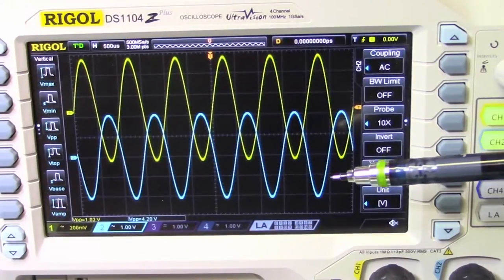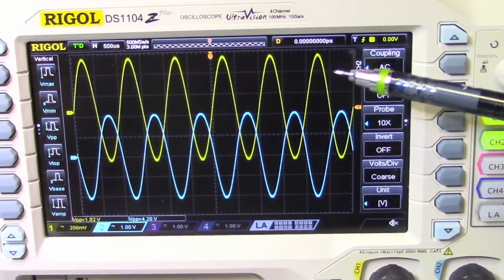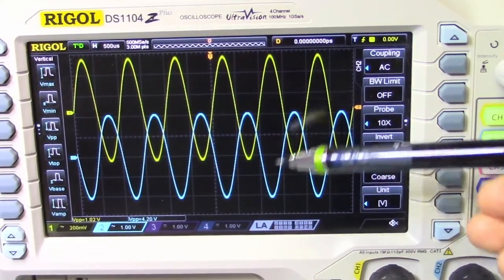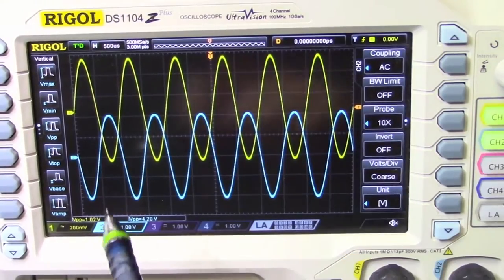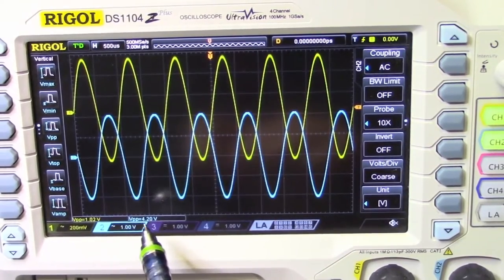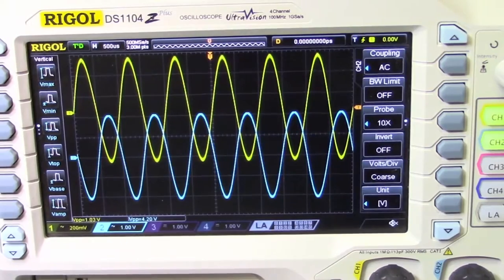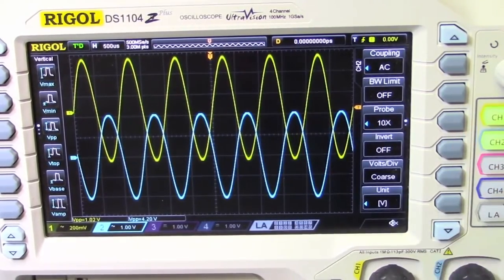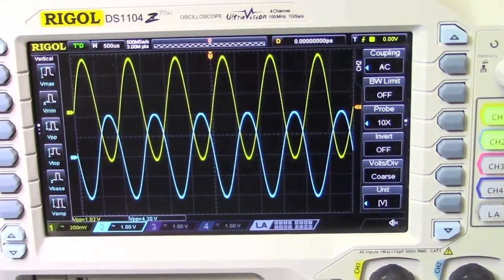Here is the input signal in yellow, approximately 1 volt peak to peak, and the blue trace is the output. We're looking at about 4.2 volts, and we calculated a gain of 4.19, so that's pretty much on the mark. If I change out the JFETs, there is going to be a variation in the amplitude of this output because of the transconductance variations, but it should be fairly insubstantial.